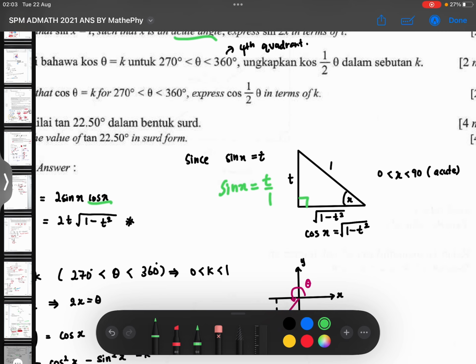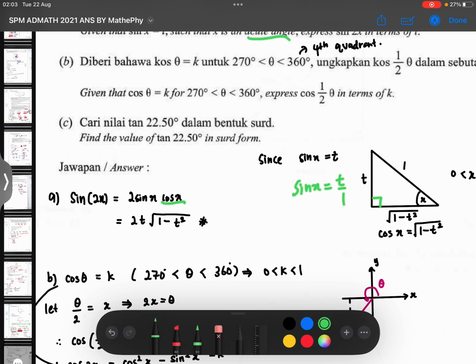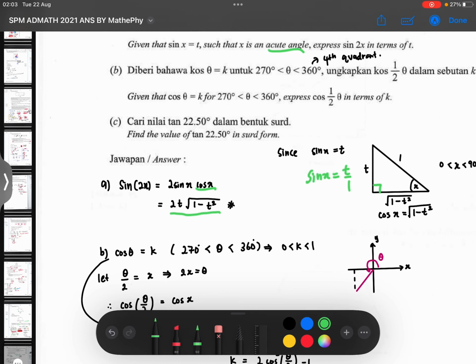Okay, so from there we can find cos x is adjacent divided by hypotenuse, which is square root of 1 minus t squared divided by 1. Just substitute in, you get like this. Part B, given that cos theta is k for this angle, so this is a fourth quadrant angle, express the half angle of cos in terms of k.